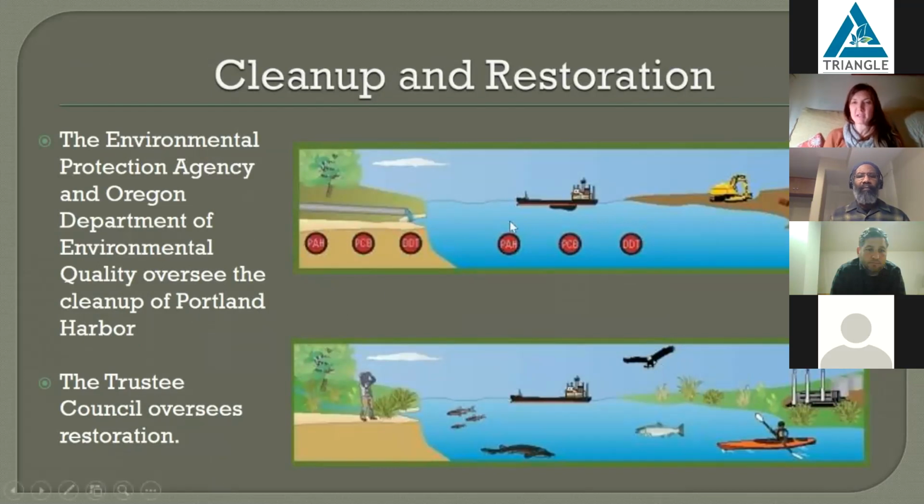And these graphics are just meant to show how the EPA piece in the top graphic is focused on cleaning up the contamination, whereas the trustee council's work is focused on restoring the lost uses and lost services to natural resources in the same area that were caused by that contamination.